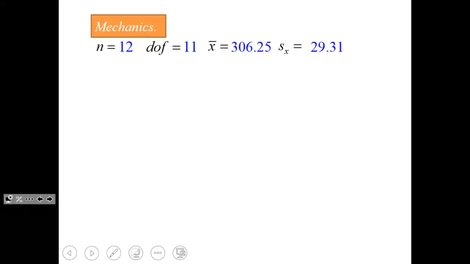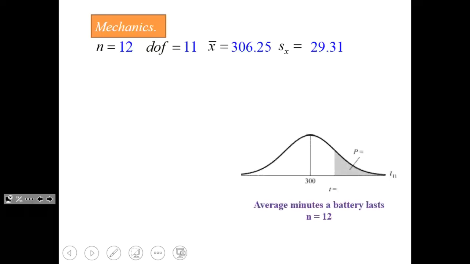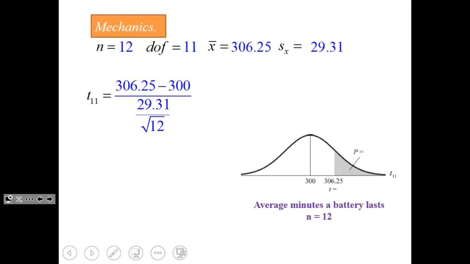Now, if I take all this, I need to convert to find my t-score. So t for 11, I can draw my curve, mark in the time I'm looking for, but now I need my t-value. So 306.25 minus 300, divided by the standard error of the mean, or 29.31 divided by the square root of 12. If I calculate all this, I find it's 0.7387. So my t-score, I filled it in down here on the bottom, 0.7387.